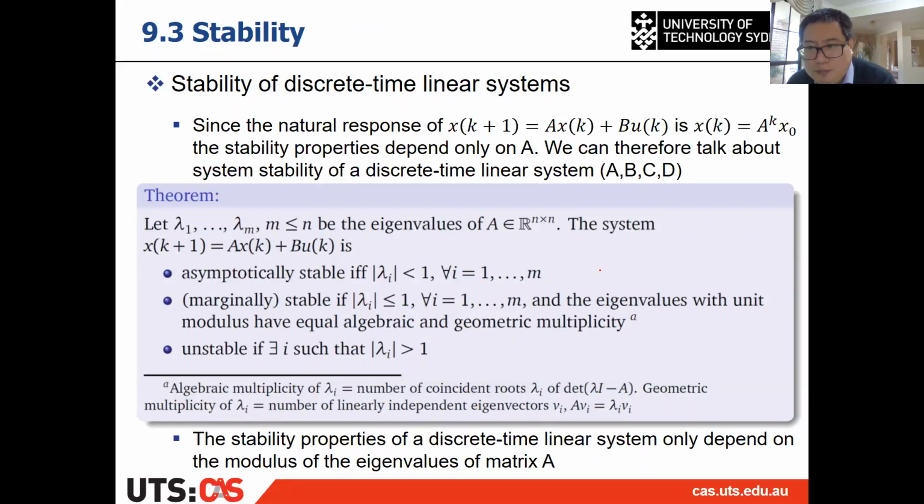And stability. The meaning of the stability is exactly the same. If the state will converge to zero when the time increases, then it's stable, right? But how to check the stability is slightly different. The same thing for the discrete time system, the stability also only depends on the matrix A. And also we need to calculate all the eigenvalues of A. And the method of how to calculate eigenvalues is exactly the same. But the conditions or the criteria are different.